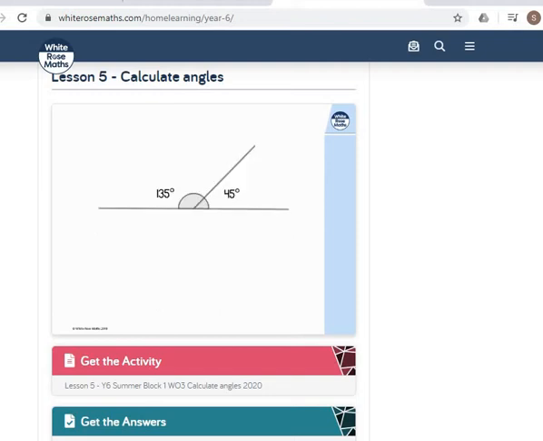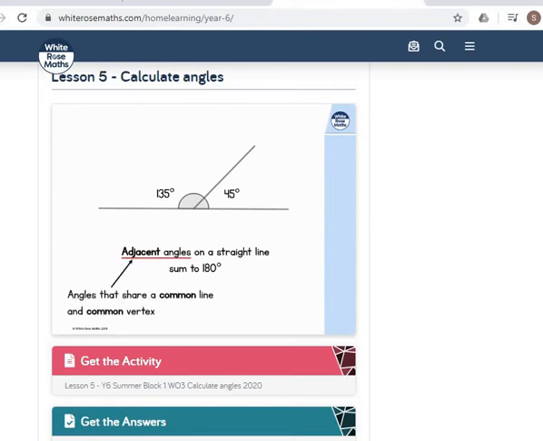We can see that these two angles are on a straight line, and we can call them adjacent angles on a straight line, and we know the sum of them will be 180 degrees. The phrase adjacent angles means angles that share a common line. The common line they share is the one in green. And a common vertex is where the two lines meet. This is the common vertex they share. And they're also on a straight line.